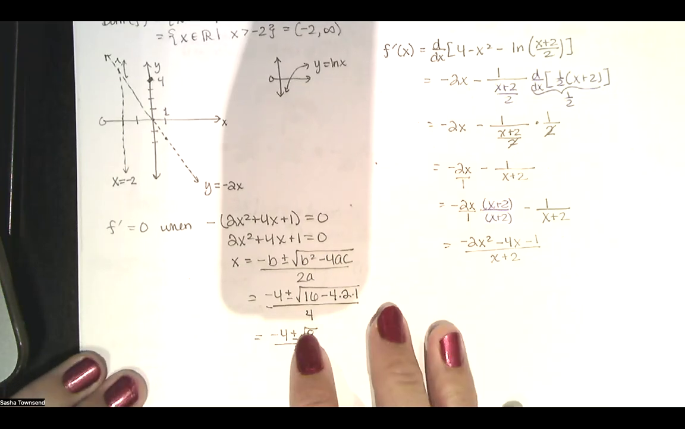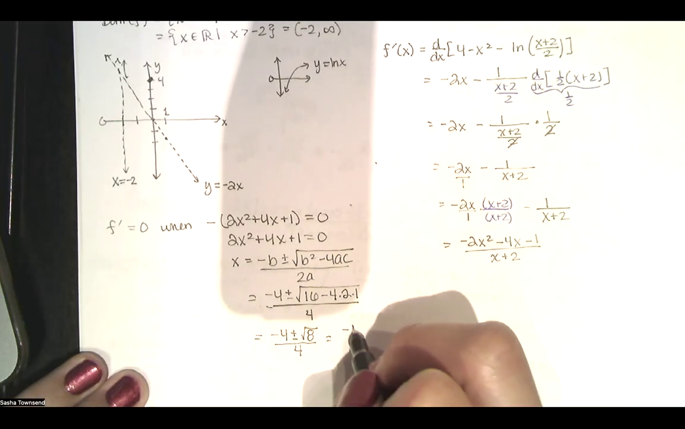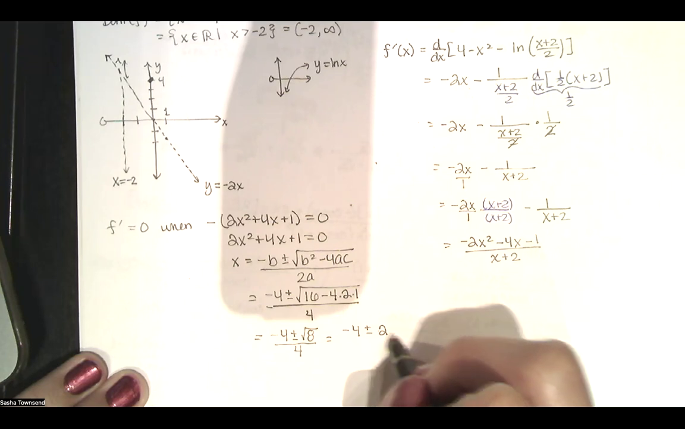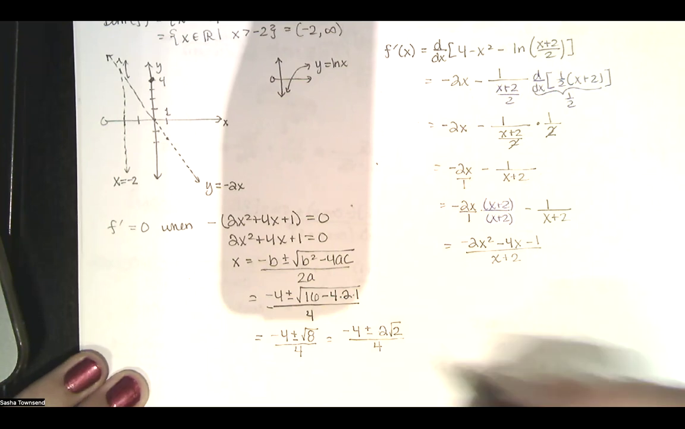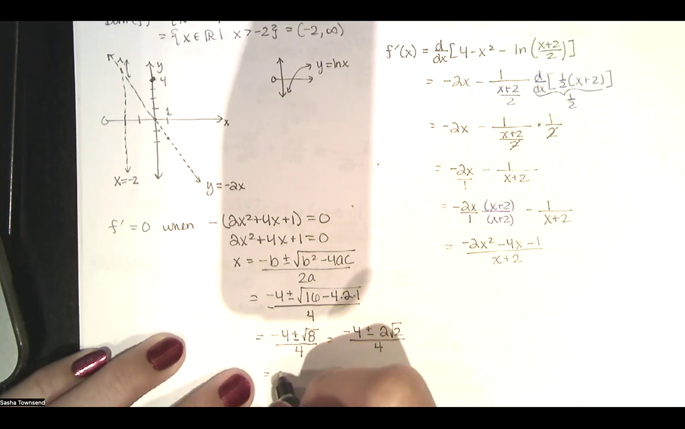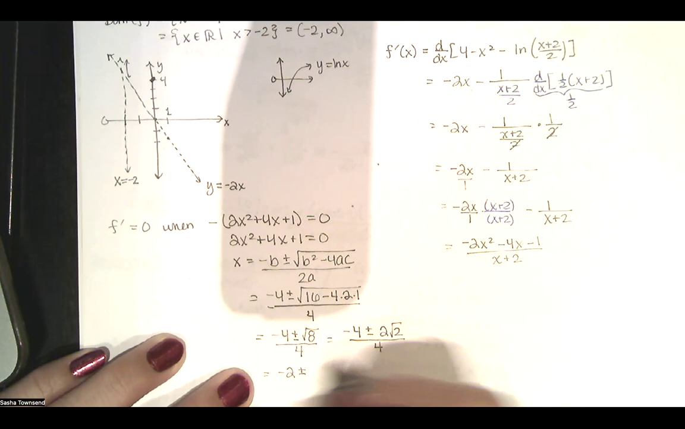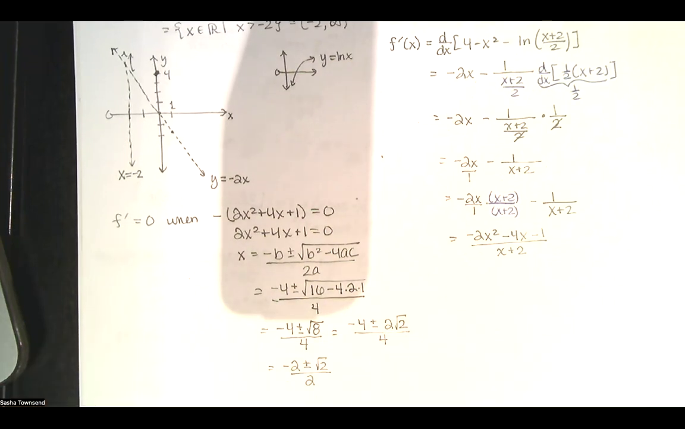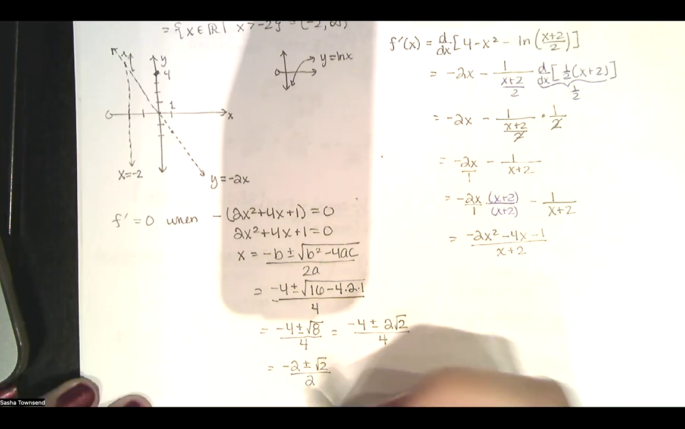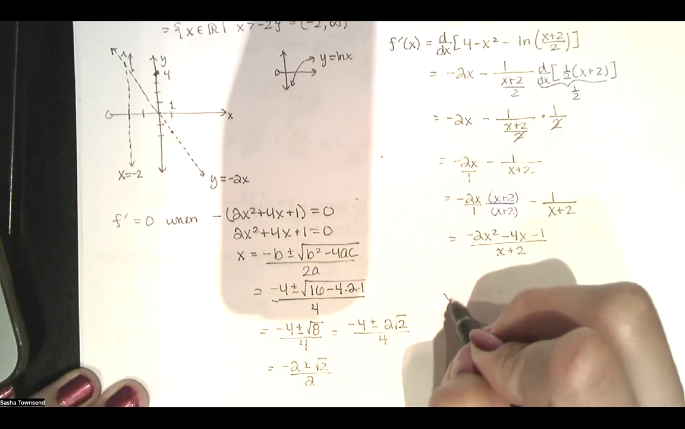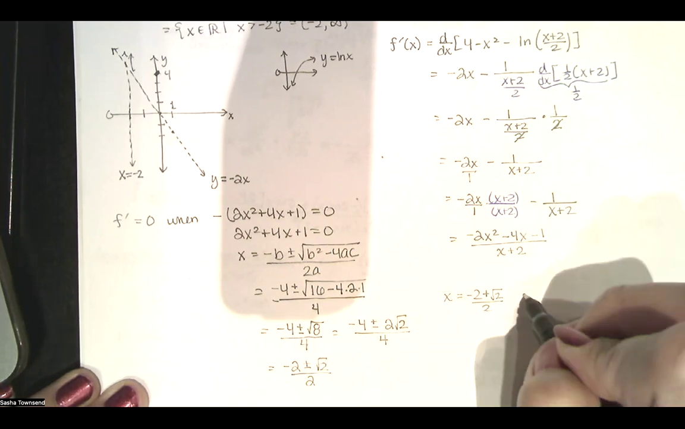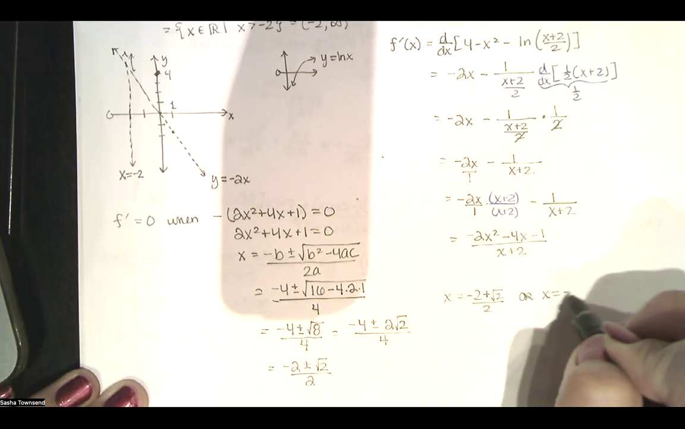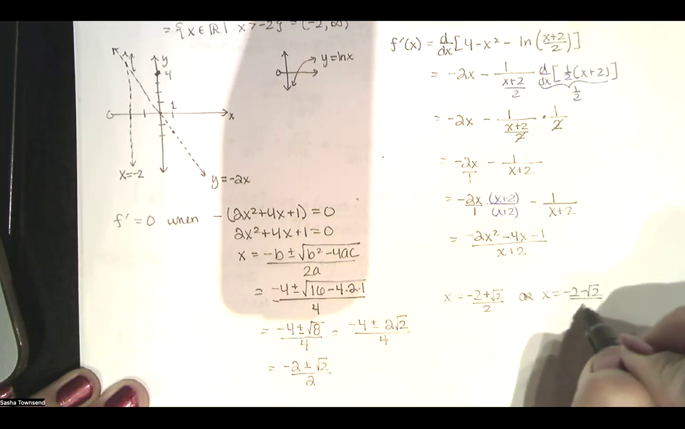And the square root of 8 can be simplified. That is the square root of 4, which is 2, times the square root of 2, which can't be simplified. And then we can divide each of those numbers by 2 if we want to. So we'll have negative 2 plus or minus square root of 2, all divided by 2. And so we get two values of x. So x equals negative 2 plus root 2 divided by 2 is one of our roots. And then x equals negative 2 minus the square root of 2 divided by 2 is the other one of our roots.